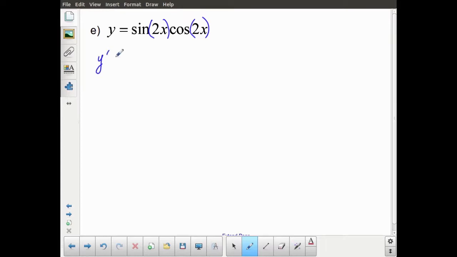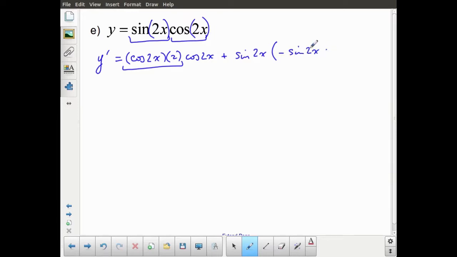So when I take my derivative, it's going to be the derivative of the first, which is cosine of 2x times 2, times the second, which is the cosine of 2x. So the derivative of sine 2x is this part times cos 2x, plus the first, which is sine 2x, times the derivative of the second one, which is negative sine 2x times 2. And some simplifying, we're going to bring the 2 in front. Cos 2x times cos 2x is cos squared 2x.